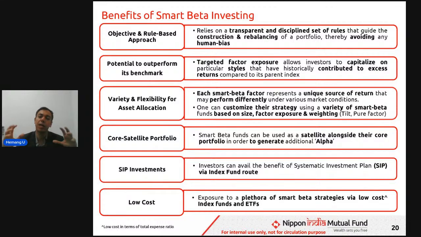There you can place these smart beta funds in a mix of things and create a good portfolio for yourself. So you can play around with these specific smart beta funds. That's why they benefit you and should be part of your portfolio.